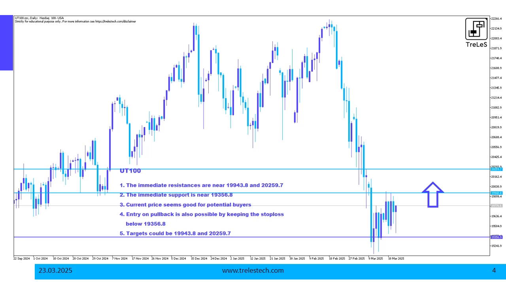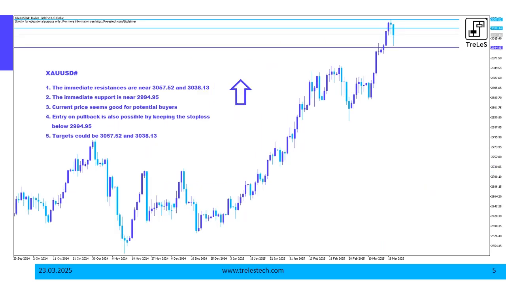A pullback entry is also an option with a stop loss placed below 90,356.8. As for our targets, we are looking at 90,943.8 and 20,259.7.